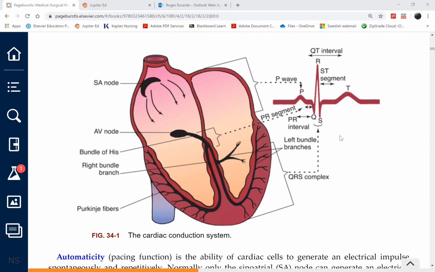Questions so far? I have a question. You said the QRS complex was ventricular contraction and ventricular depolarization? It's the same term. You can choose either to say ventricular contraction or ventricular depolarization. Okay. And then the T wave was the repolarization? Yes, meaning they're getting ready for the next contraction. Okay.